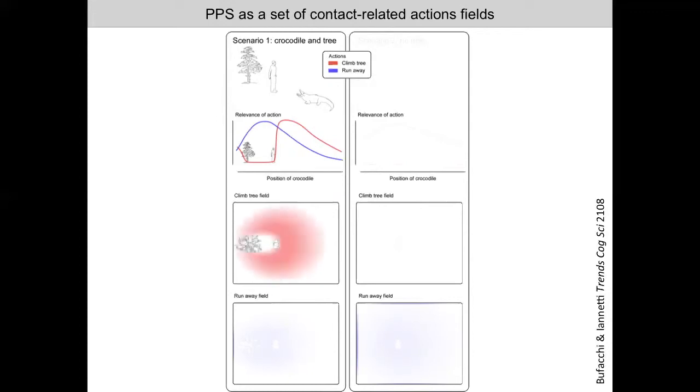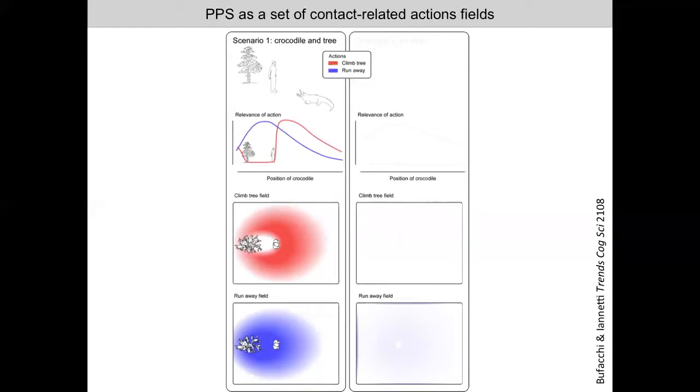If you do this, you can build some nice, as we call them, fields, defining the relevance of those actions, like climb the tree or run away. And people have been using these as measures of the peripersonal space, but actually there are so many measures because there are so many actions to be mapped. And it's all dependent on the context.